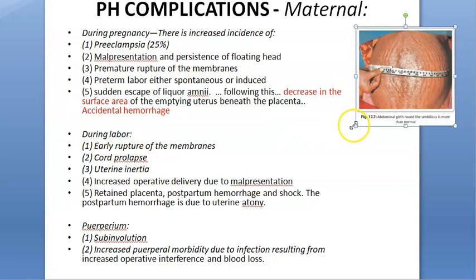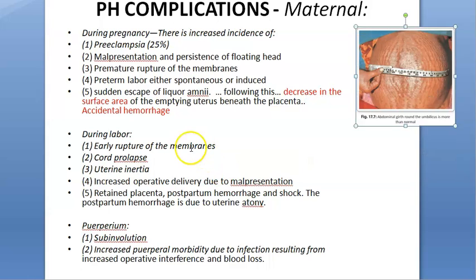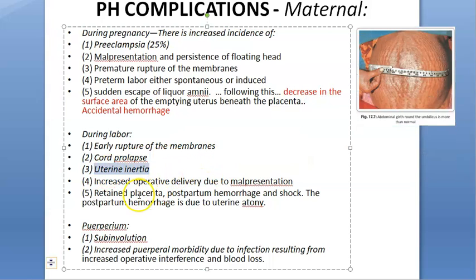In labor, what will happen? Actually, we told you this already. She can go into early rupture of membranes. There can be cord prolapse. Imagine so much fluid, the cord can just come out, right? Cord prolapse can happen. Uterine inertia. So what do you mean by uterine inertia? Inertia is more like something that is in a position stays in that position, right? So it will fail to contract. That's what they are saying. You want it to contract to push the baby out. Increased operative delivery, so you may have to use forceps or vacuum because of malpresentation, okay? There can be a retained placenta, there can be postpartum hemorrhage, which can be more, and shock, okay?